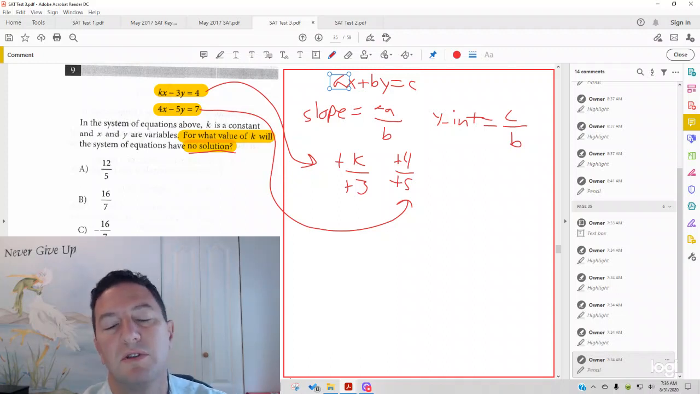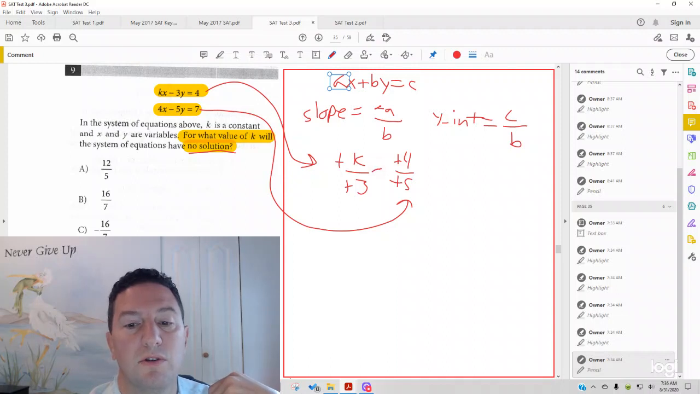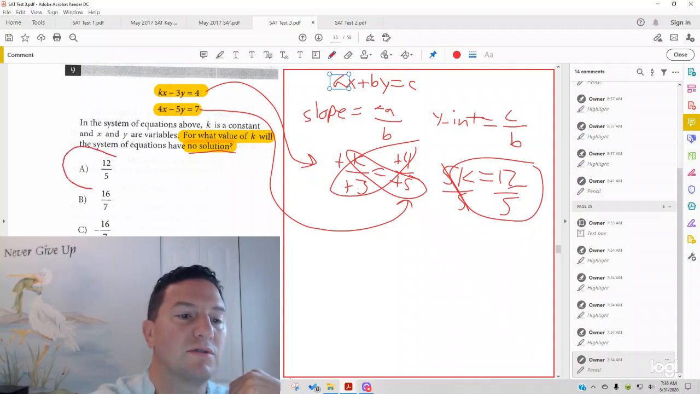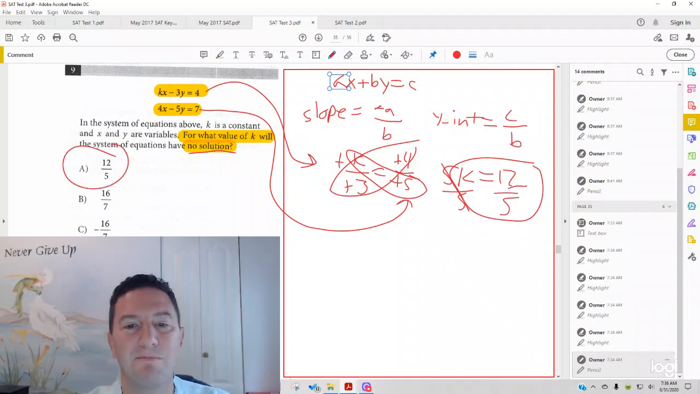So since when there's no solution you have equal slopes, all you do is set the slopes equal to each other, and now we cross multiply and set equal. We get 5k equals 12, divide by 5, and k equals 12 over 5. Correct answer is A. Really simple if you know this approach.